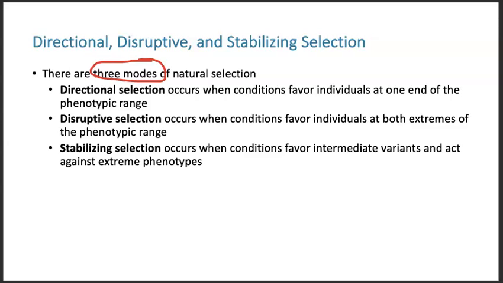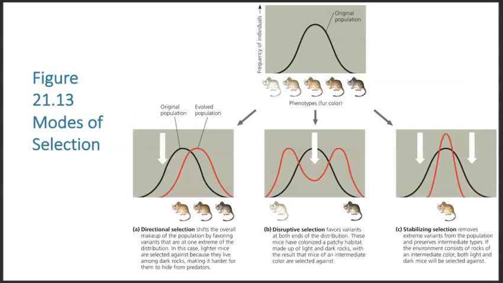Directional selection occurs when conditions favor individuals at one end of the phenotypic range. So think about all the phenotypes that exist in a population. One version of that does better than all the rest, and if that's on the extreme end of the graph, then that's going to be directional selection. With disruptive selection, this occurs when conditions favor individuals at both extremes, and then stabilizing selection occurs when conditions favor the intermediate. So it's so much easier to understand these definitions when you look at the graphs.